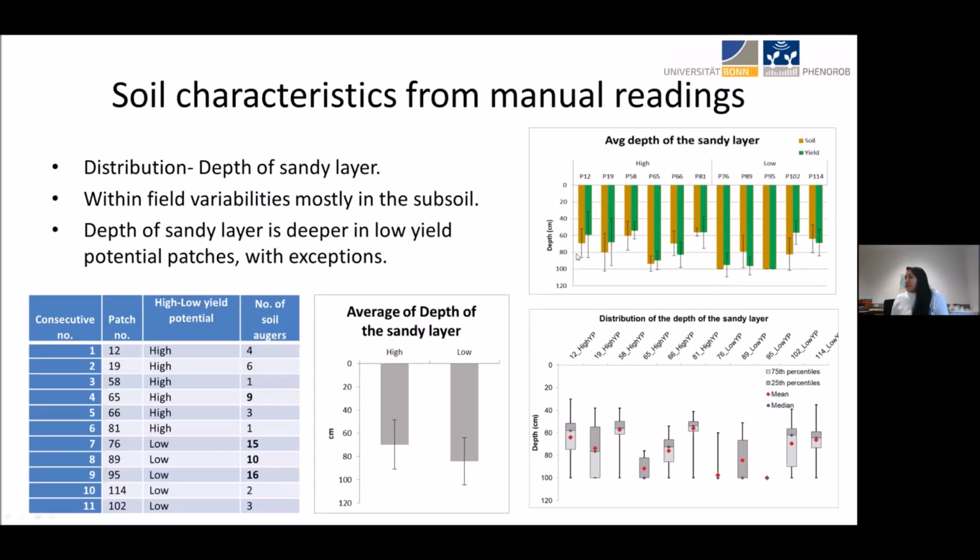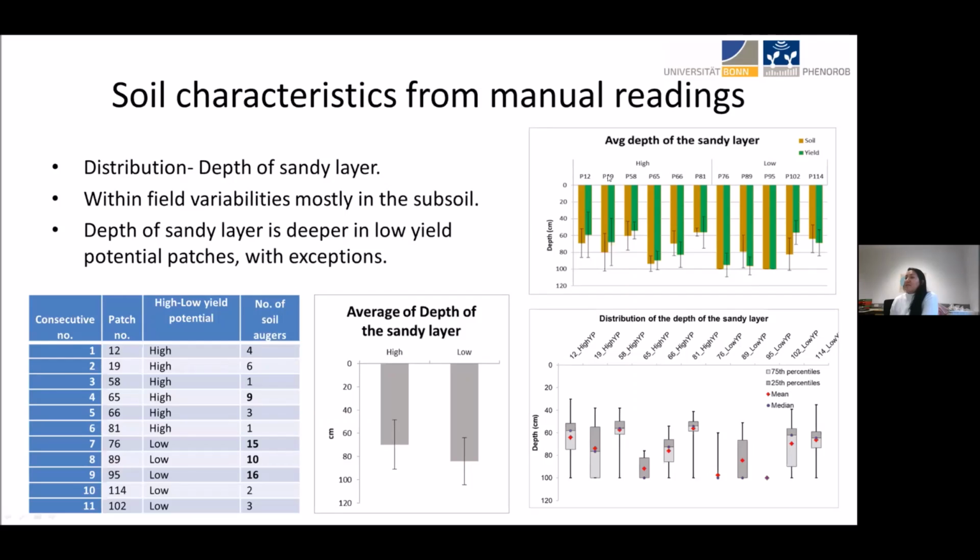And this loamy layer is quite important for us to identify because it affects the soil water retention characteristics. And you can see from these graphs that it was quite variable. So if we look here at this top right graph, this is the average depth of the appearance of the sandy layer, meaning that you have this sandy layer, and then after this, you're gonna have a loamy layer. And this is presented for the high and low yield potential patches.